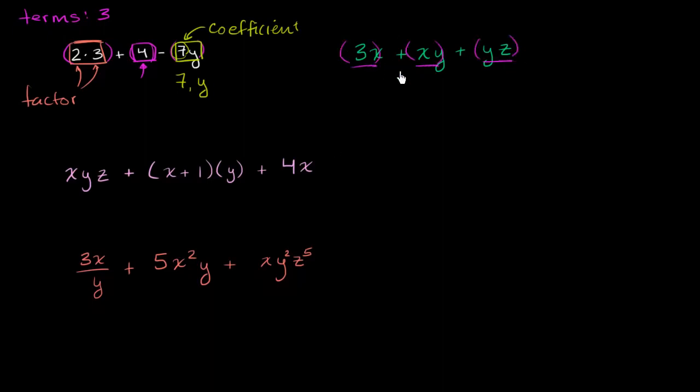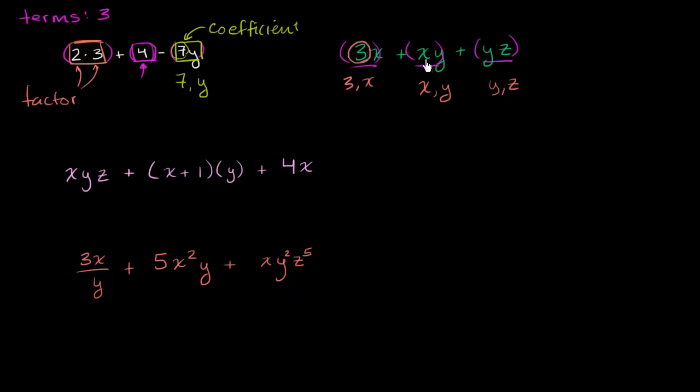And they each have 2 factors. This first one has the factors 3 and x. The second one here has the factors x and y. And this third one has the factors y and z. Now, what are the coefficients here? Well, remember, a coefficient is a non-variable multiplying a bunch of other variables. And so here, the coefficient in this first term right over here is a 3.